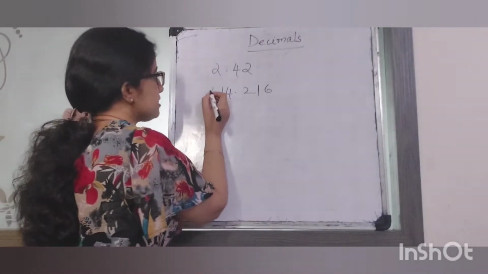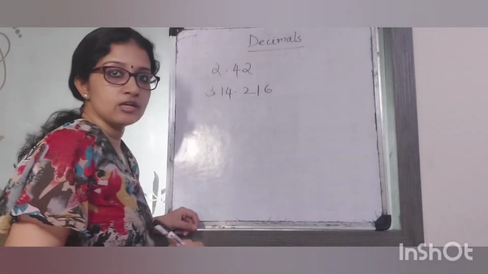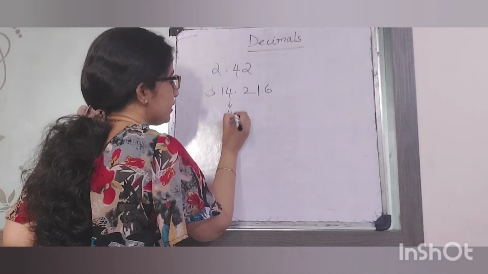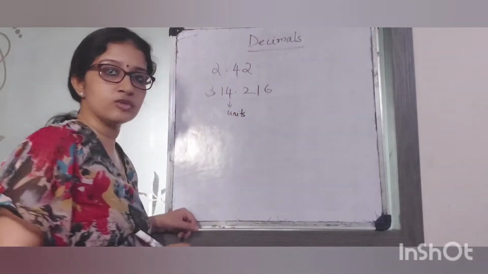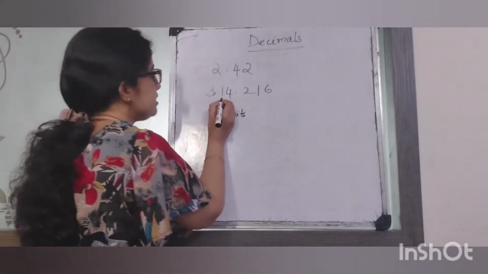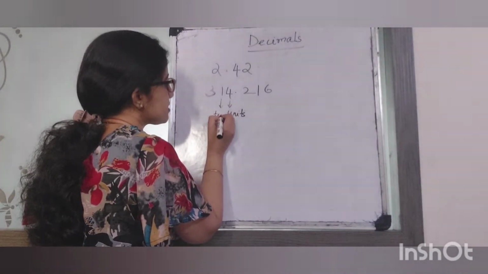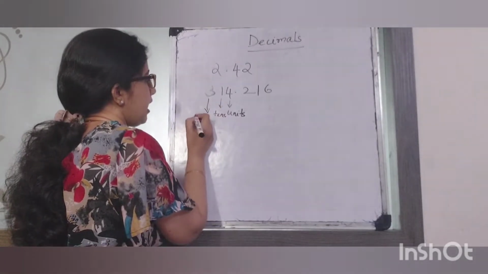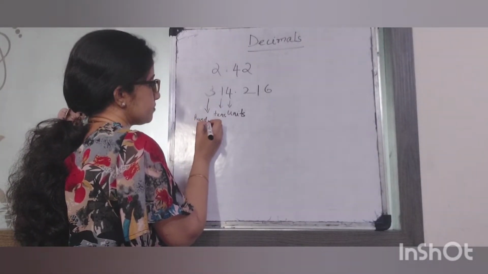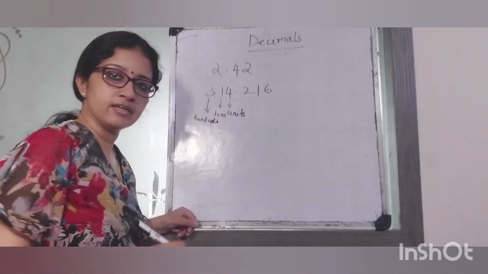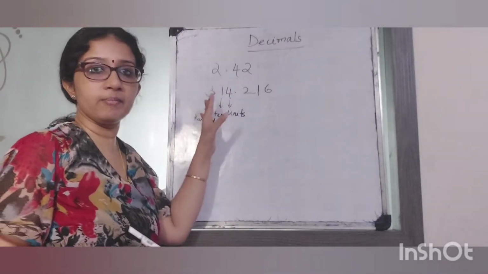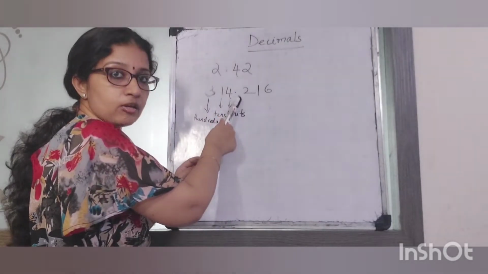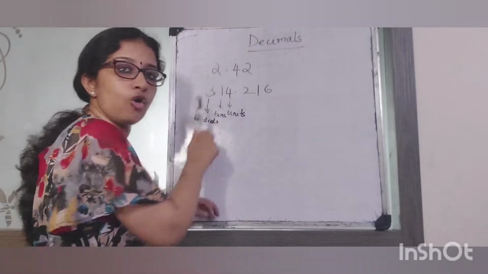That is, this number is 314, right? So what is the place value of 4 here? 4 is in the units place, right? This is the units place, correct? And this 1 is in the tens place, correct? And 3 is in the hundreds place, correct? So this is just like your whole number. The part which is on the left side of this decimal point is just like your whole number.